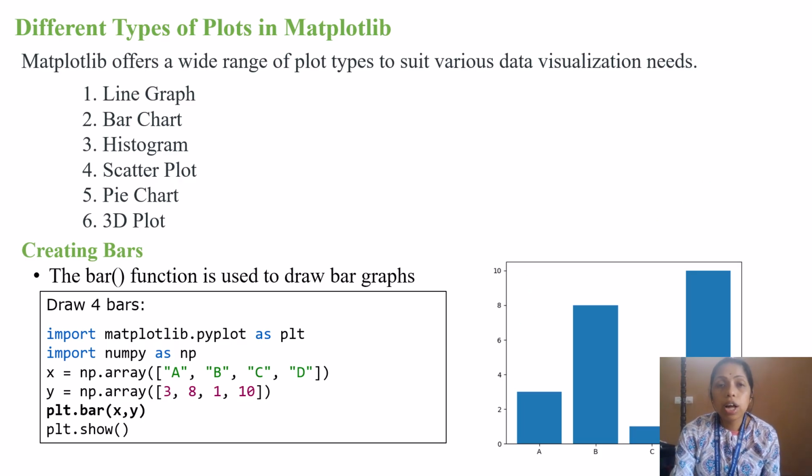So now, what are the other things we can do? What are the various kinds of plots we can do using the Matplotlib library? Line chart, bar chart, histogram, scatter, pie, 3D, this we can do. So all these things we will discuss one by one.